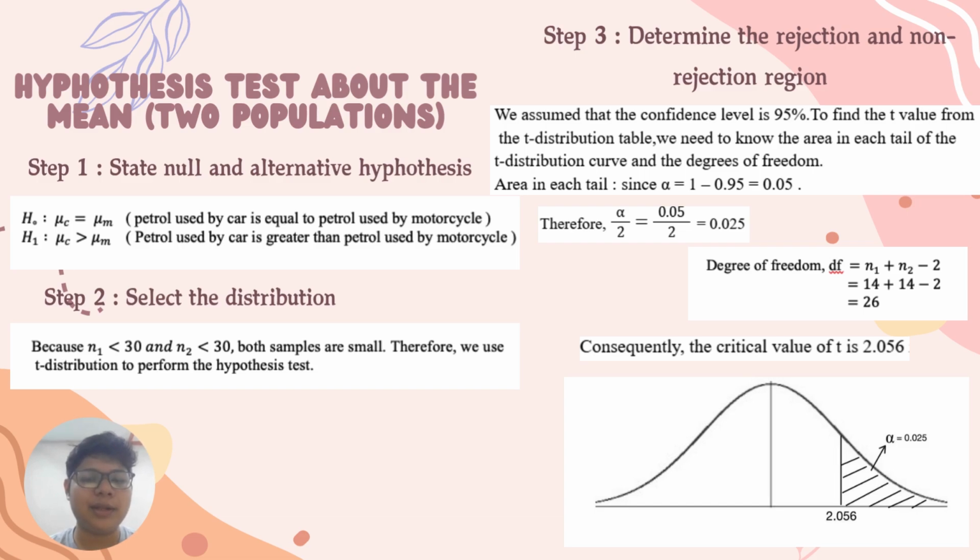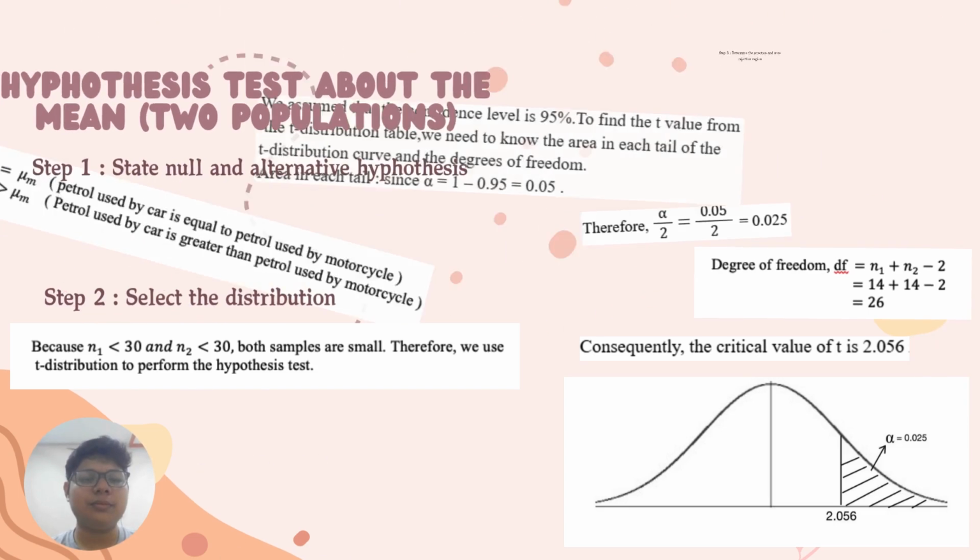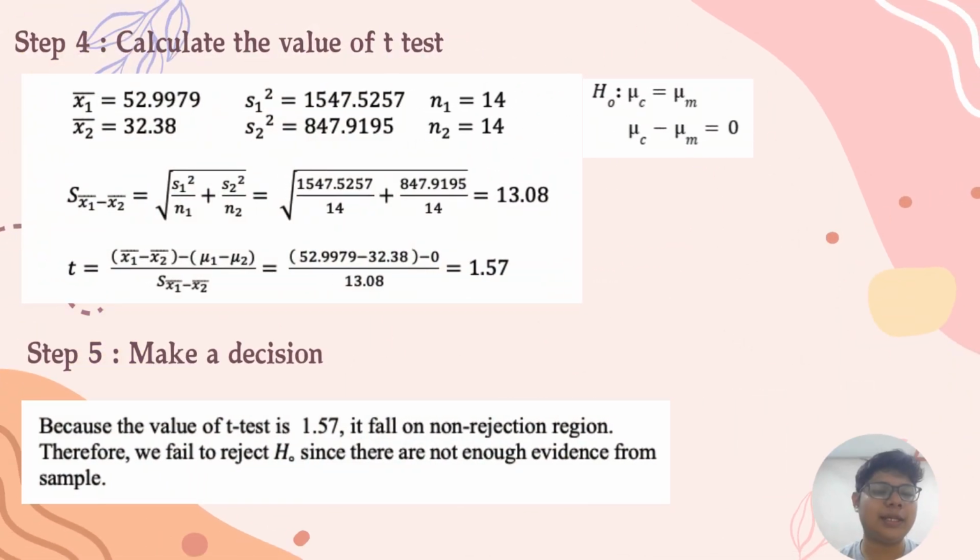To find the t-value from the t-distribution table, we need to know the area in each tail of the t-distribution curve and the degree of freedom. Since alpha equals 1 minus 0.95, we get 0.05 for two tails. Therefore, we divide by 2 to get one tail, so the answer will be 0.025. Meanwhile, the degree of freedom will be 26. So we refer to the distribution table, and we get the critical value of t is 2.056.